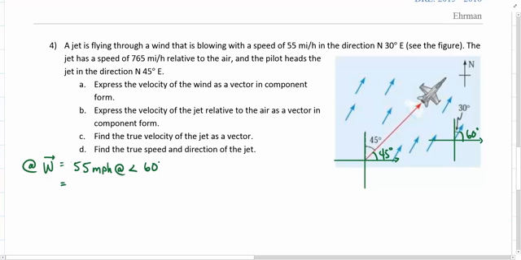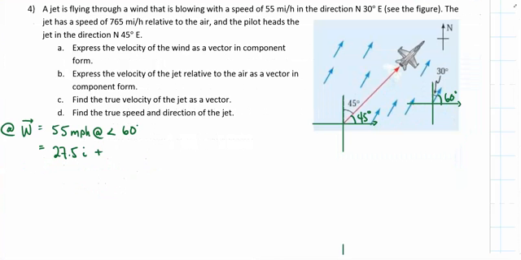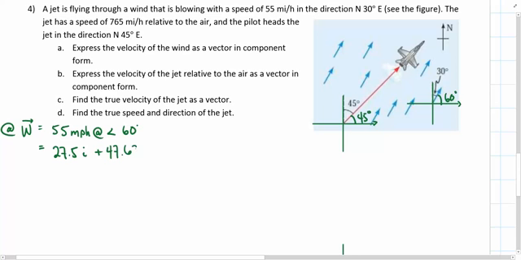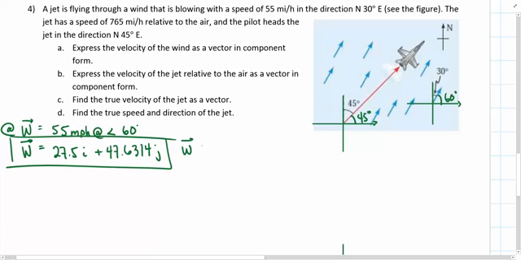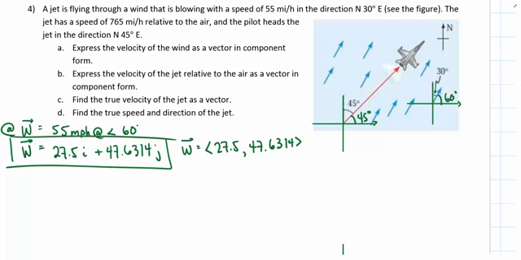So vector W will be 27.5 I plus 47.6314 J. And this would be our component form. Although I should be more consistent with my terminology, based on our notes from yesterday, we would actually call this algebraic form, and it's this layout that we would call component form, 27.5, comma, 47.6314. So that was our W vector.